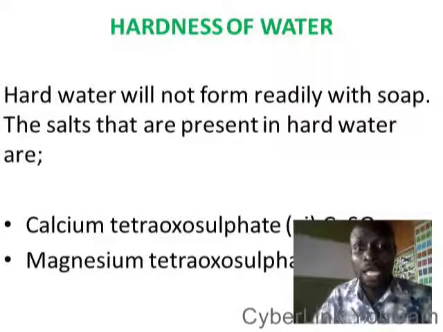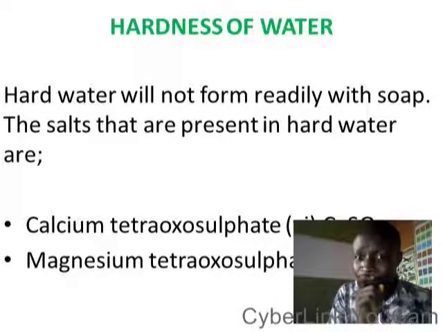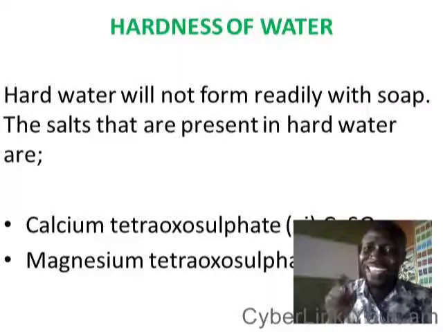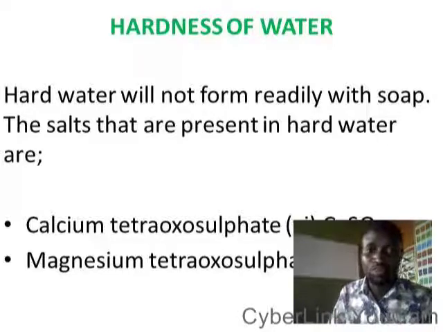Hardness of water. Can water ever be said to be hard? Water can be said to be hard if it wastes soap, if it does not foam readily with soap. Take for instance, if kerosene pours on your soap and you are now pouring water on that soap, using it to wash cloth, it will not foam readily. It wastes soap. So, hardness of water takes place when water does not foam readily with soap.